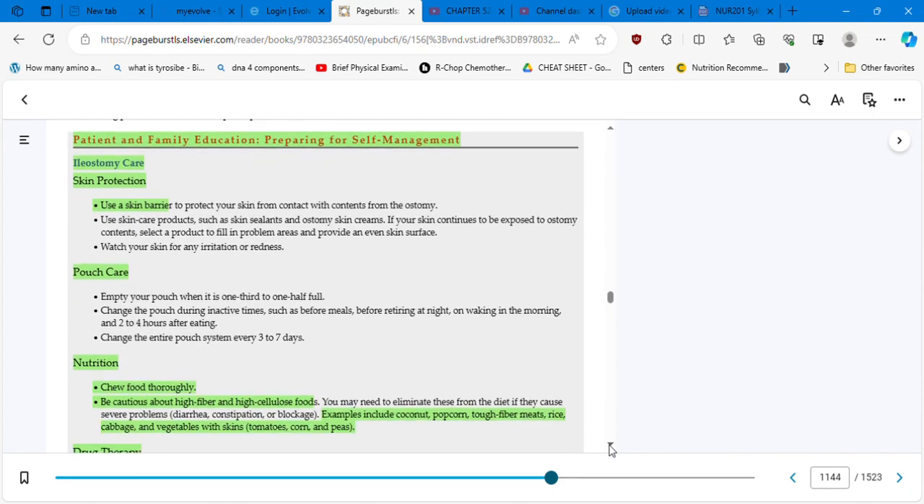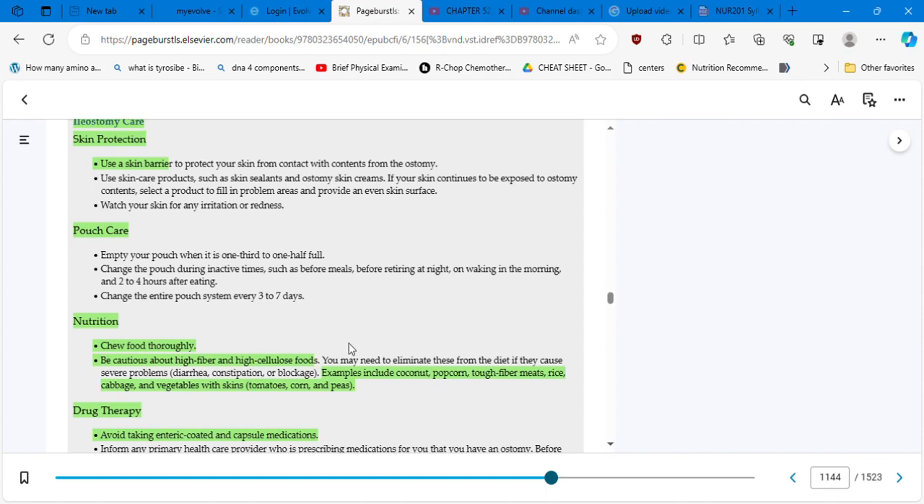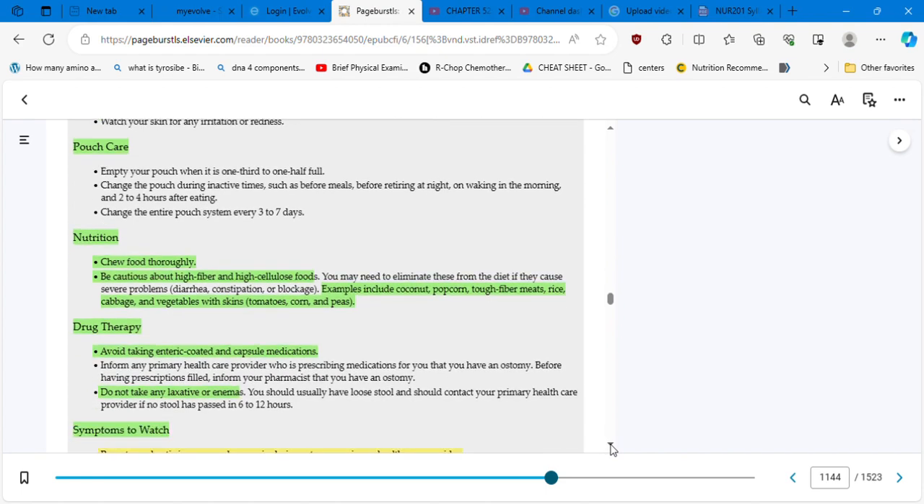Patient and family education, preparing for self-management, ileostomy, skin protection, use a skin barrier, watch for any skin irritation, pouch care. Empty your pouch when it's one-third or half full. I spoke about this in the classroom. I gave an example about this. Change the pouch during inactive time, before meals. Change the entire pouch system every 3 to 7 days. There are places around the pouch area where you can put the date.